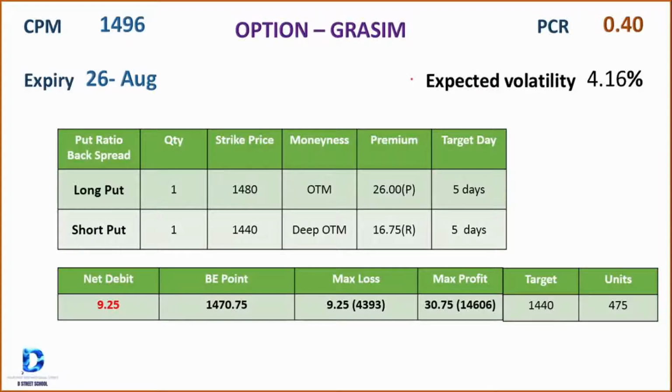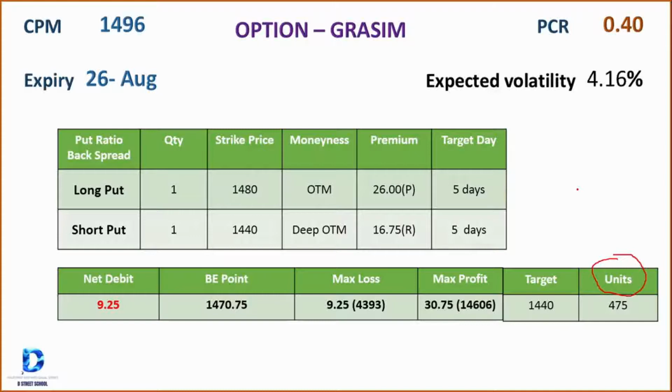So debit will be the amount that will move out of your account, which is 9 rupees 25 paise, and you can multiply it with the option unit. For GRASIM India, the unit would be 775. What is the break even point? It is the point where we will start booking profit, when the price comes below 1,470.75.